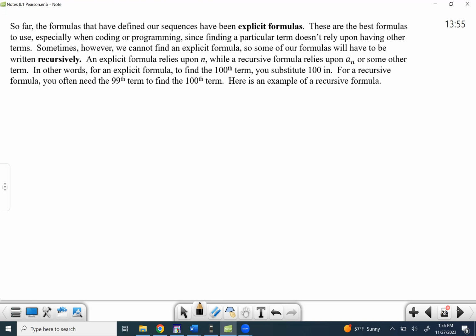But if you have a recursive formula, it slows down the computer, because to find the 100th term, you need the 99th, but to find the 99th, you need the 98th. And so it would have to go through all of the numbers to get to 100, okay? So it really, really slows things down. And you're probably going, well, why would we ever use recursive then, right? Well, sometimes it's very hard to get an explicit formula.